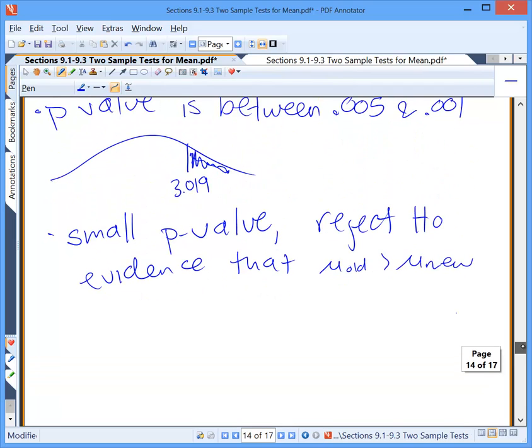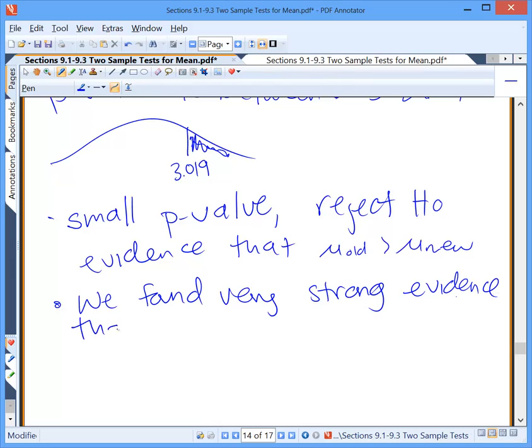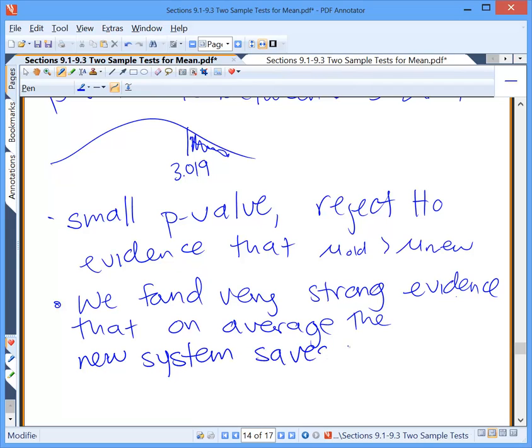But let's see if we can interpret it a little bit better, to something that my boss might be more interested in. So if I want to interpret it further, I might say something like, we found very strong evidence that on average, because these are means, not each individual value, but the means for the populations, the new system saves time.